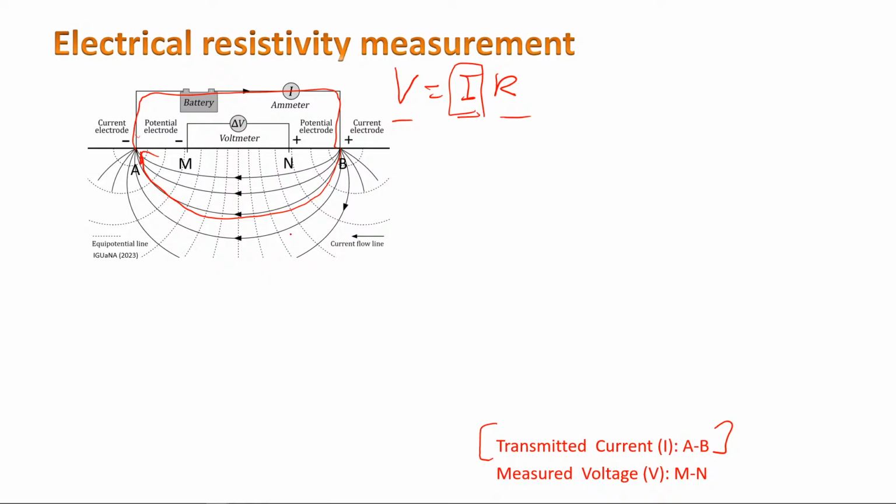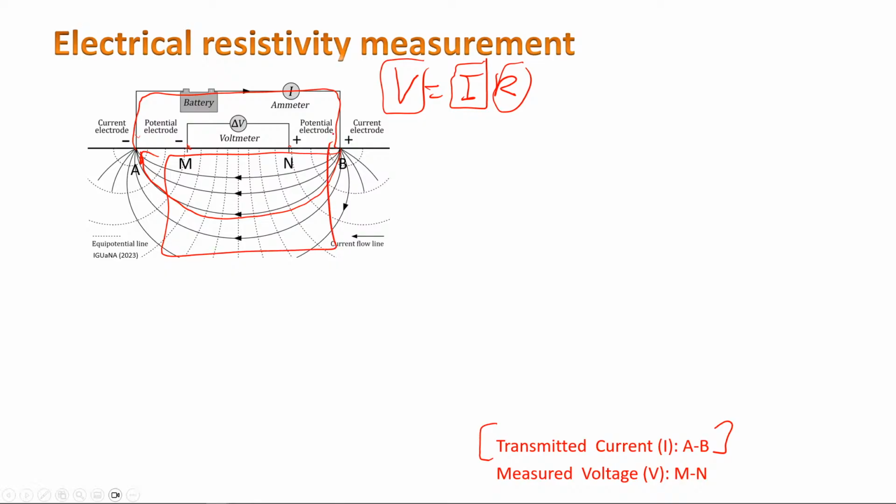And then what I do here is measure voltage. So I have two electrodes, A and B, for sending a current, creating this circuit, and two electrodes, M and N, for measuring voltage. If I know the current that I'm sending, and I record the voltage that I'm receiving, then I can infer the resistance in between. That's how you infer the resistance of this earth material.